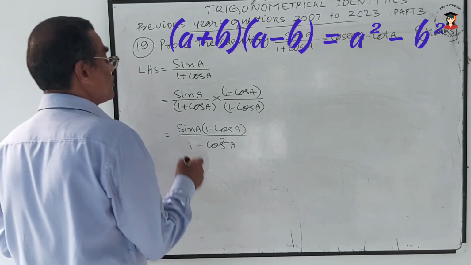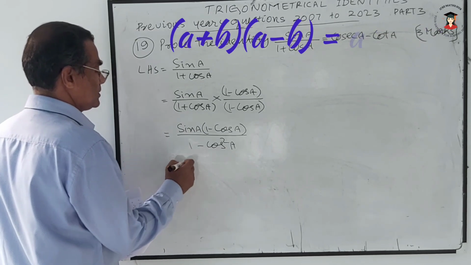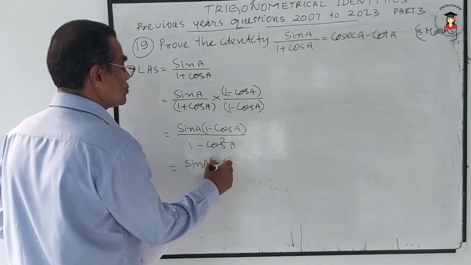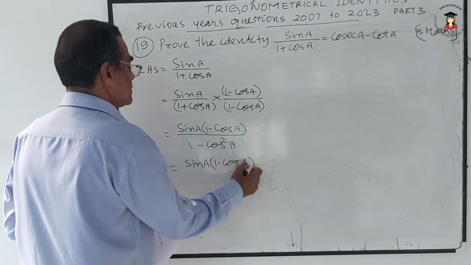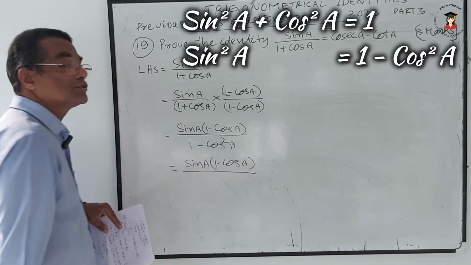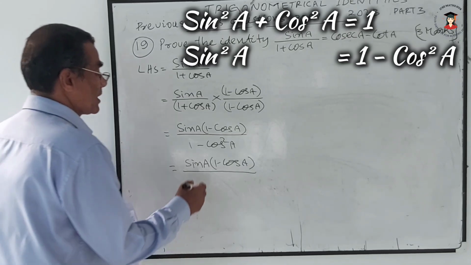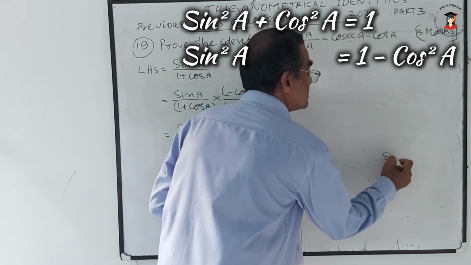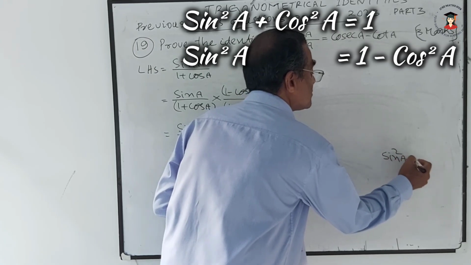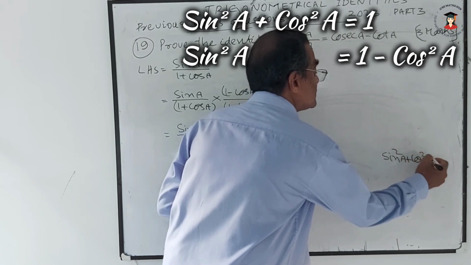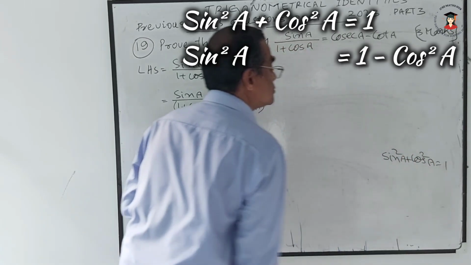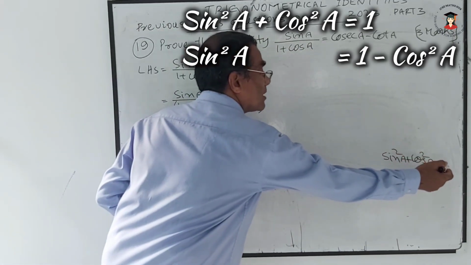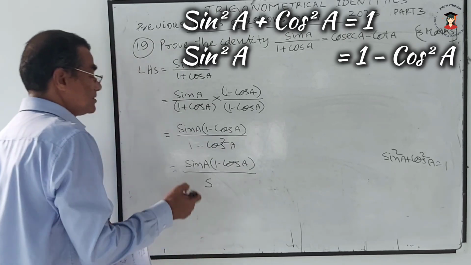A square means 1 square, equal to sin A into 1 minus cos A by 1 minus cos square A, which means sin square A. You need to write the identity here. Sin square A plus cos square A equal to 1. So from that, 1 minus cos square A will be sin square A.